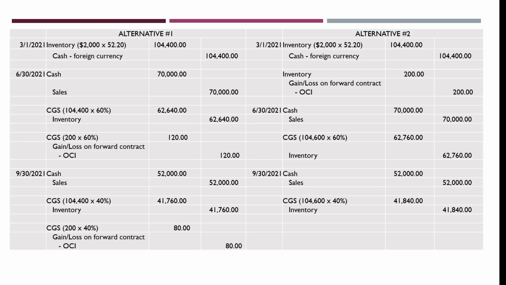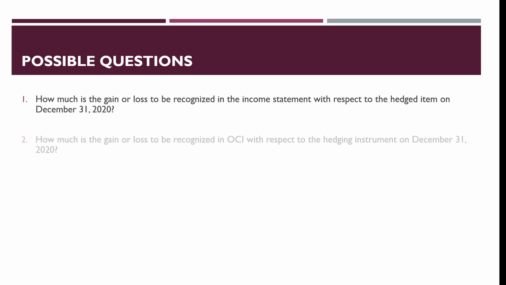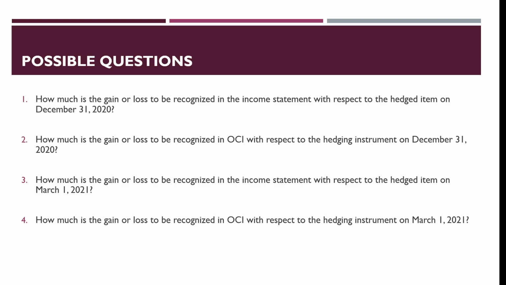Buhay pa? Okay. Sige. Now, what are the possible questions na pwedeng tanungin under cash flow hedge? Okay, number 1. How much is the gain or loss to be recognized in the income statement with respect to the hedge item December 31? Our answer should be 0. Wala naman kasi tayong ni-recognize na gain or loss as to the hedge item. Next, gain or loss to be recognized in OCI with respect to hedging instrument December 31, meron ba? Yes. Magkano yon? 600? Gain.